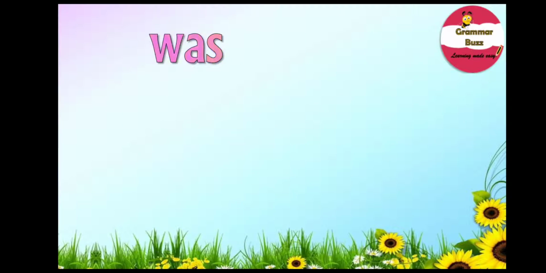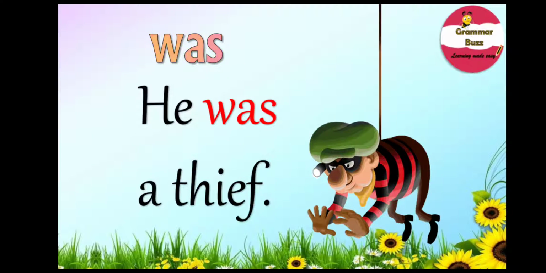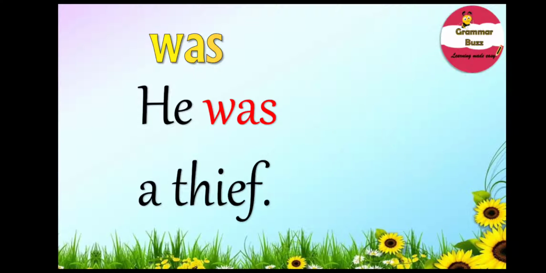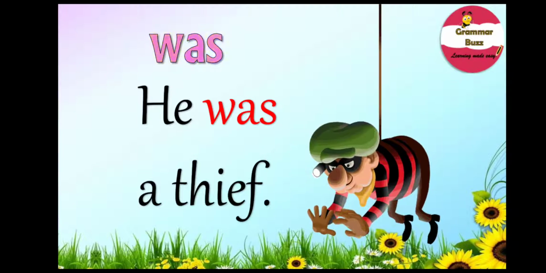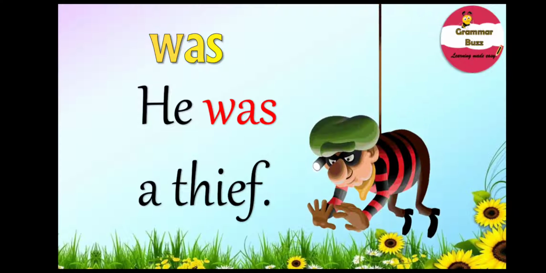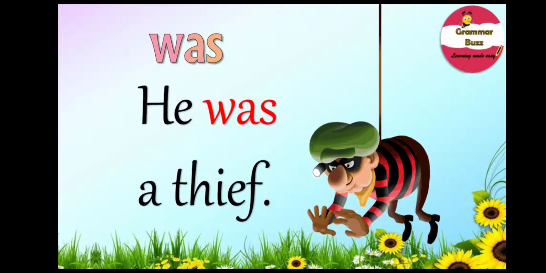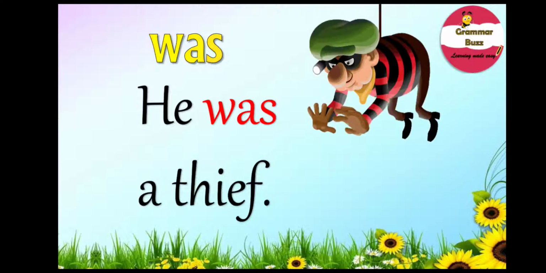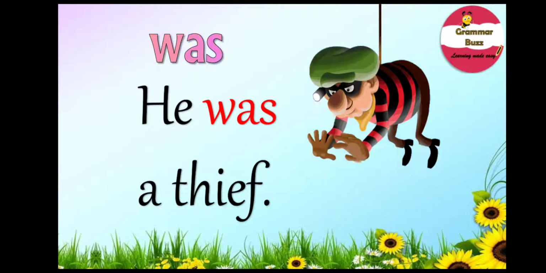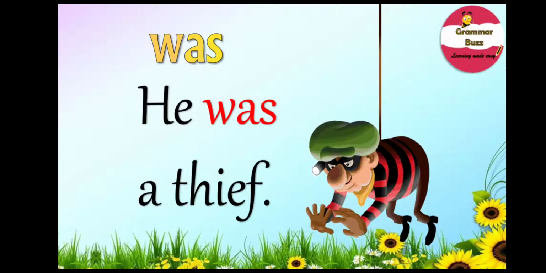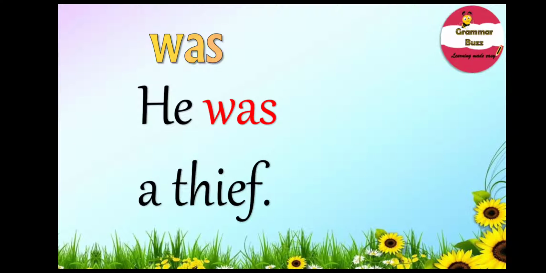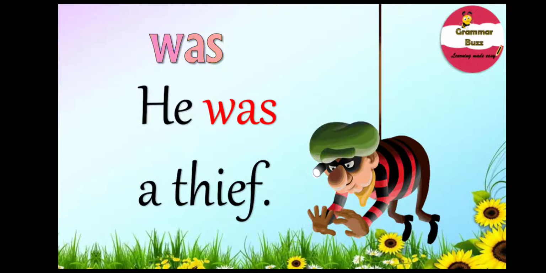Alright, let me give you another example. And here our sentence says, he was a thief. He was a thief. So which is the be verb in this sentence? Can you tell me? You have spotted it, alright. And it is was. Yes, was is the be verb in this sentence. It does not indicate any action. It just tells us about a state of being. That is, he was a thief.